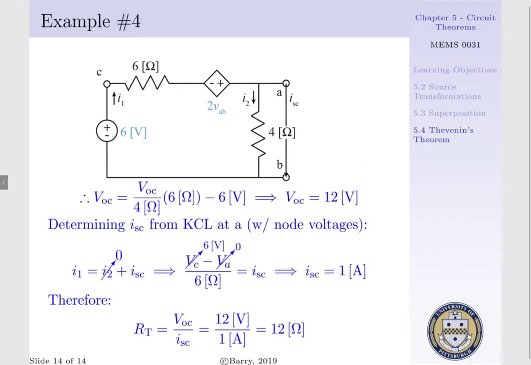Last but not least, we can calculate our Thevenin resistance as our open circuit voltage per our short circuit current, such that we have 12 volts per 1 amp, or 12 ohms.